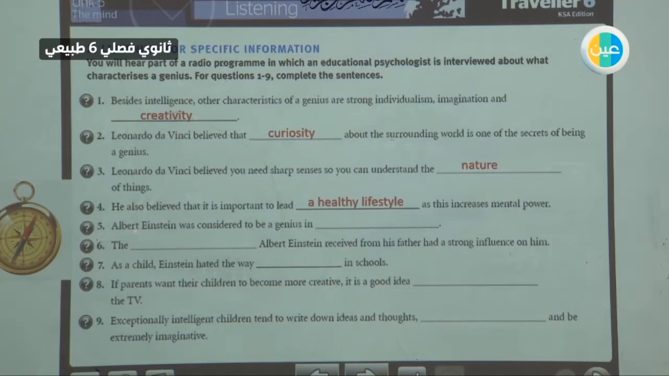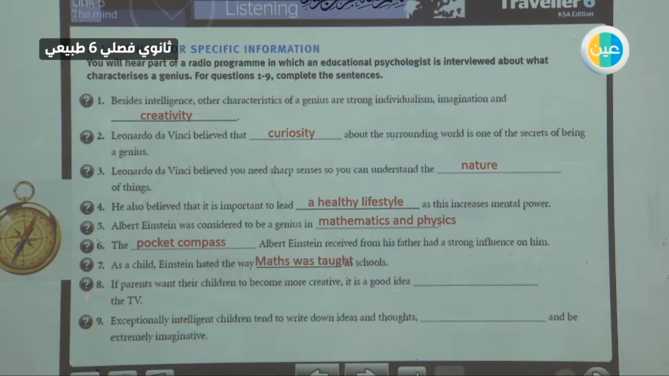The other one, Albert Einstein, was considered to be a genius in mathematics and physics. Next, the gift Albert Einstein received from his father had a strong influence on him. His father gave him a pocket compass. This is a compass which shows directions. As a child, Albert Einstein hated the way math was taught in school, how they taught him math.